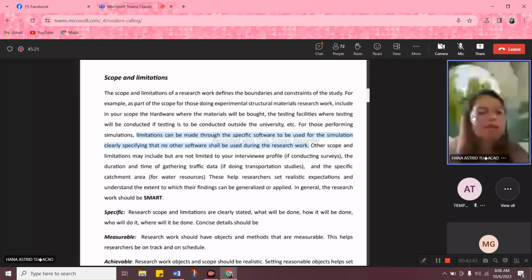Anyways, other scope limitations may include but are not limited to your interviewee profile if you are conducting interviews, and the duration and time of gathering traffic data if you're doing transportation studies.